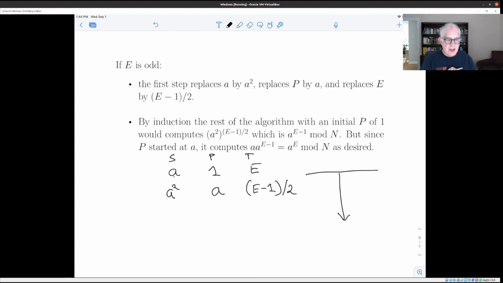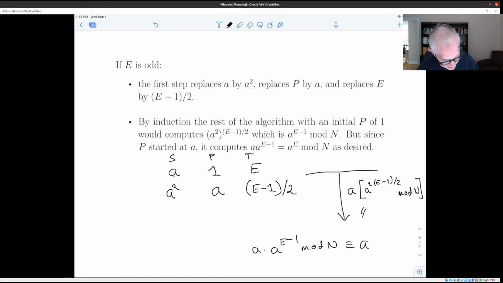And here we use our little observation from before, our little lemma, and we know that this is going to compute a times what we would have had if we'd put 1 here, which would be a squared to the e minus 1 over 2 mod n. And that works out to be a times a to the e minus 1 mod n, which is congruent to a to the e mod n. So again, by induction, we see that if we know that the algorithm works for all exponents smaller than our exponent, then it's going to work for the exponent that we're interested in.